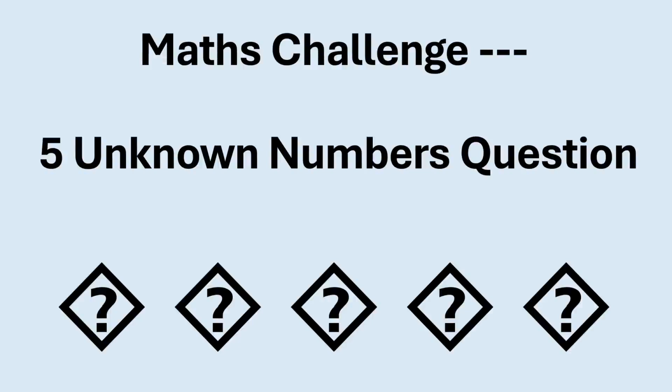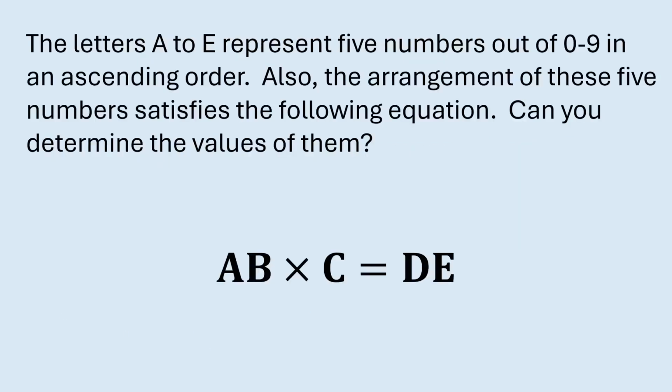Hello everyone, in today's math challenge, we will look at this 5 unknown numbers question. There are 5 letters A to E representing 5 numbers out of 0 to 9 in an ascending order. So that means all of them are single digit, with A being the smallest and E being the greatest. Also, the arrangement of these 5 numbers satisfy the following equation: AB times C is equal to DE.